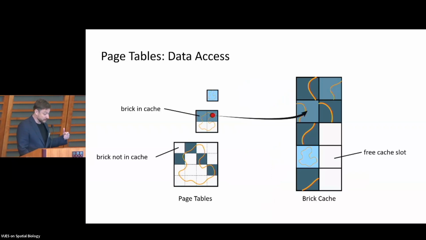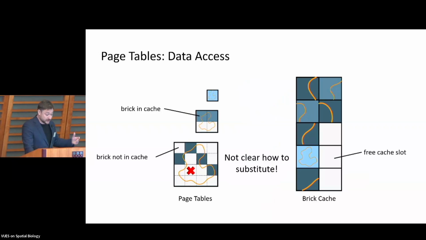And this allows them to provide direct access to any of the bricks that are currently in cache without the need of a hierarchy traversal. Now, the downside of this is, of course, that we don't have a clear strategy here for substituting bricks that are currently not in cache. Like octrees, page tables can also be used for empty space skipping, but only supporting skipping empty bricks, and are thus a little bit limited when compared to octrees.